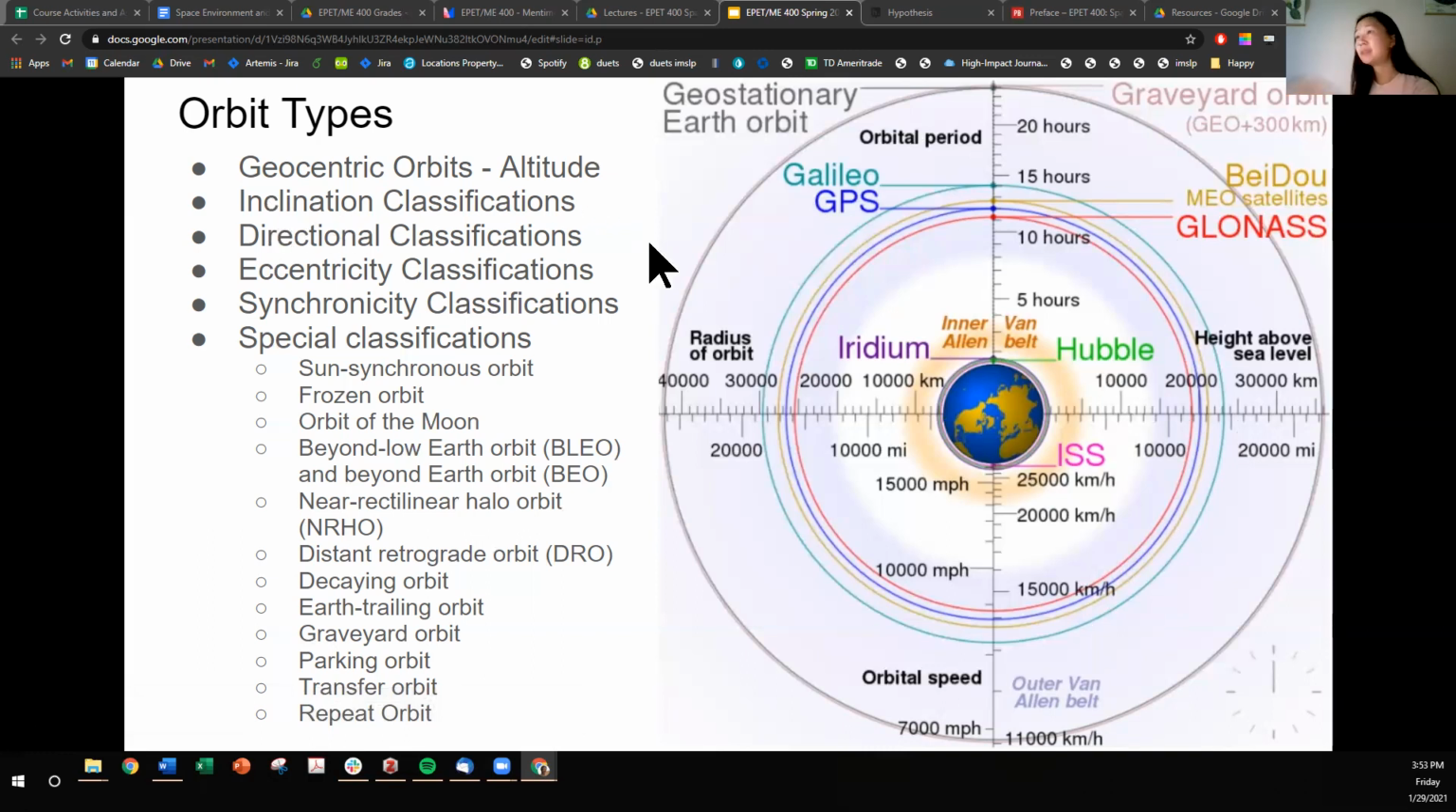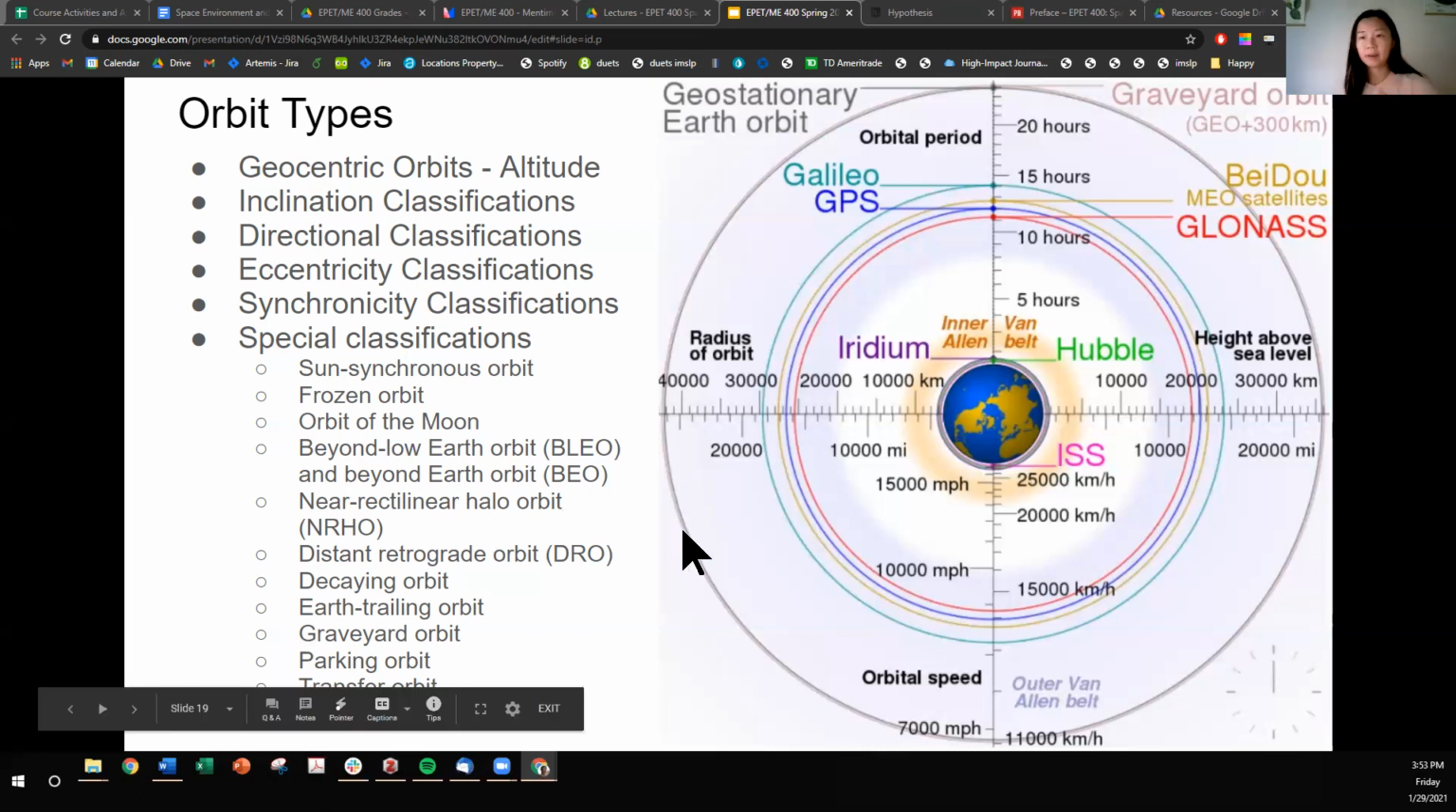There are different inclinations. So we just talked about equatorial orbits, where you're 0 degrees away from the equator, but there are also polar orbits in which you're 90 degrees. So you're orbiting orthogonal to the equator, and you're passing over the North Pole and the South Pole. So those are two extremes.